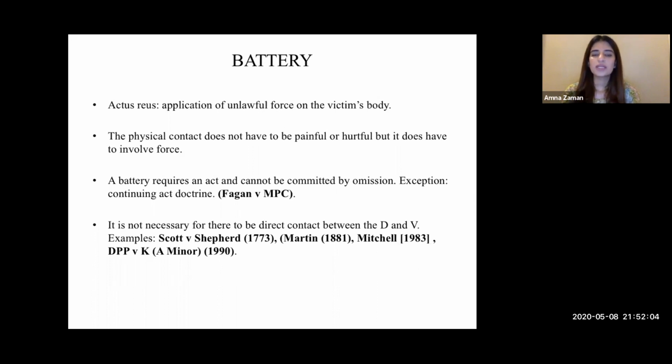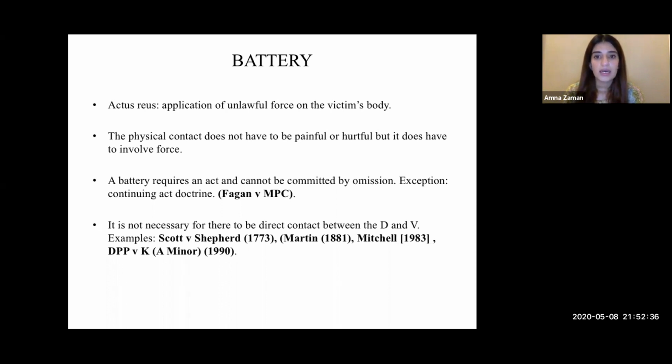We will now discuss the second crime against autonomy, which is battery. The actus reus for battery is application of unlawful force to the victim's body. So over here, you won't have to prove that the defendant threatened the victim to an extent that the victim apprehended unlawful force. There has to be actual force applied on the victim's body.